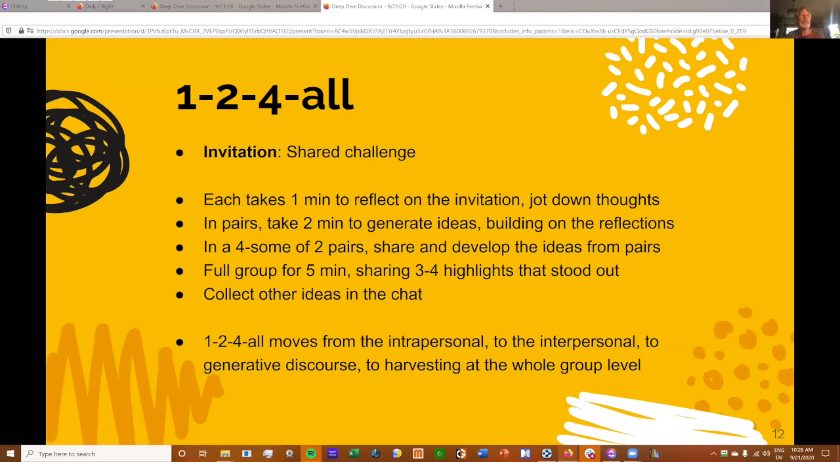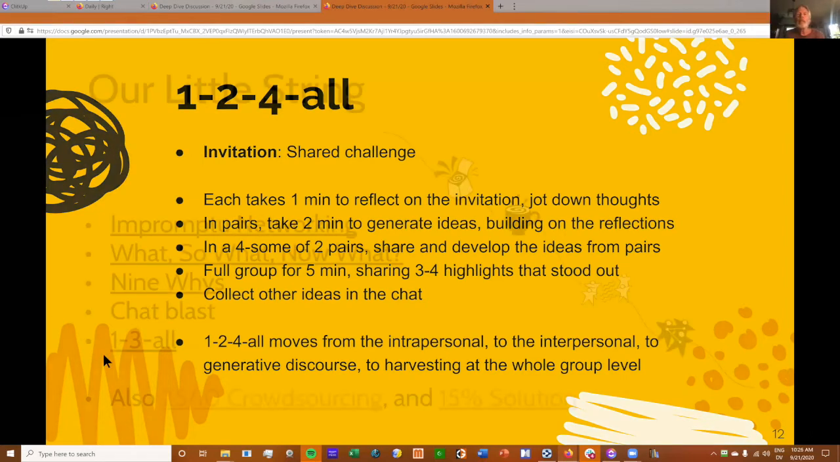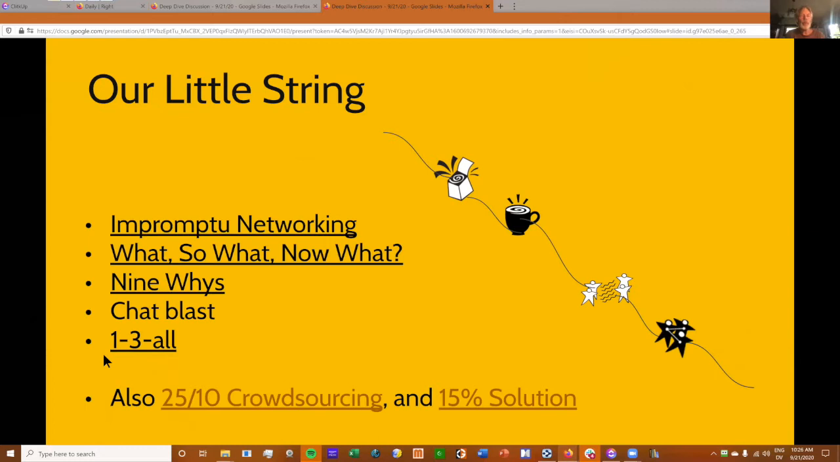If you move to the next slide, Christine, I was talking before about using these cards, or whatever, on paper to create a string, and the output of each structure is then used to build in the next structure. And so you can move a group together along a certain storyboard path to get to an outcome using these 33 structures. So today we started with impromptu networking.